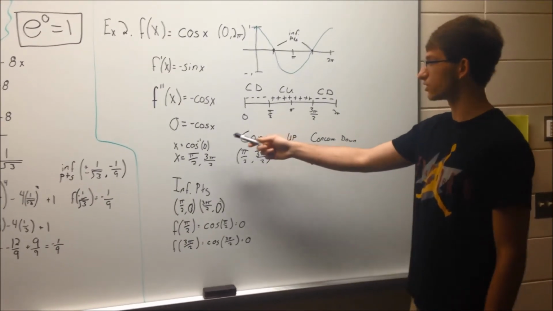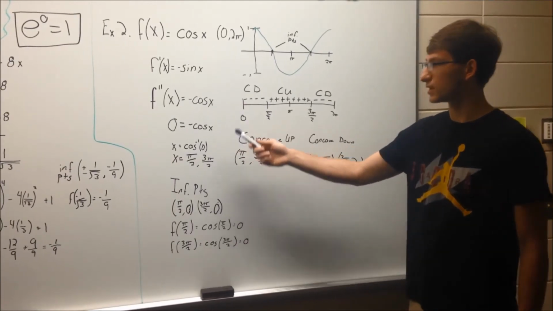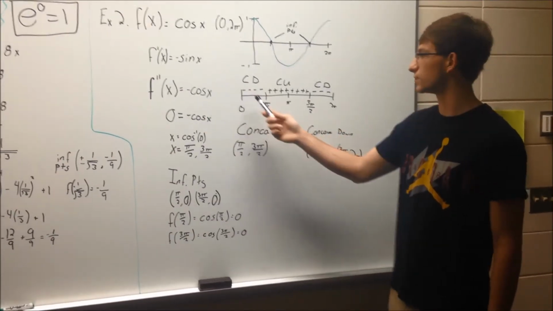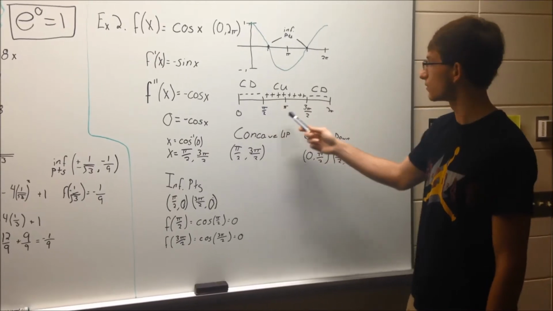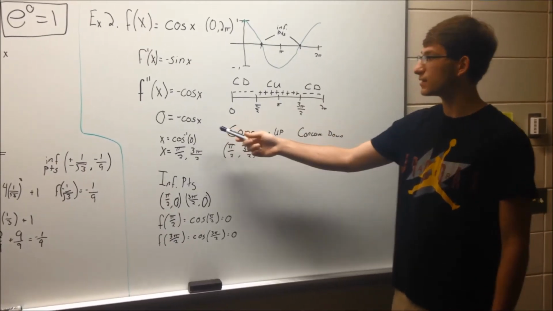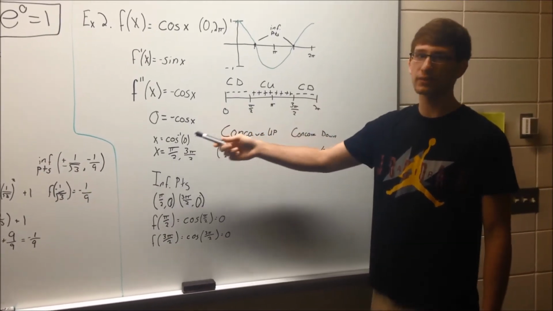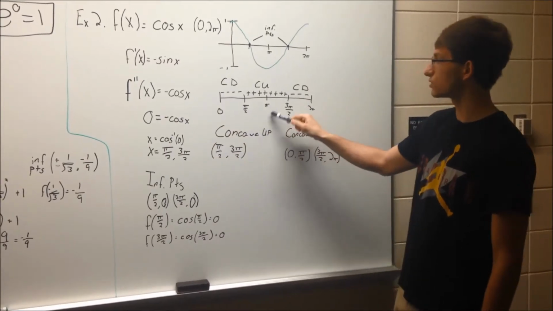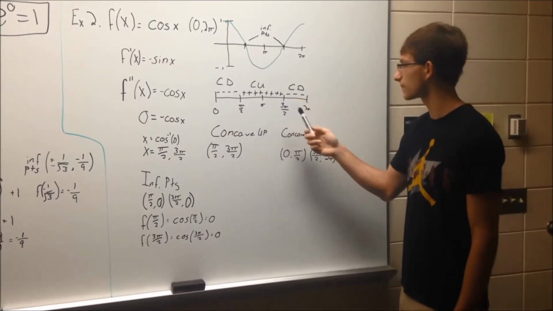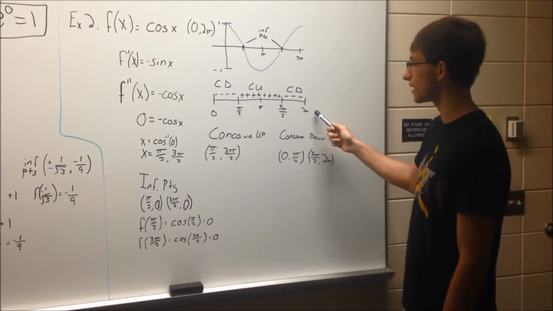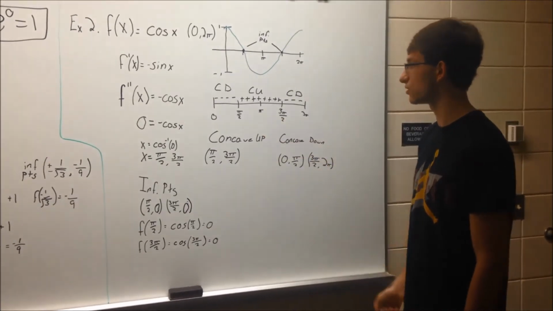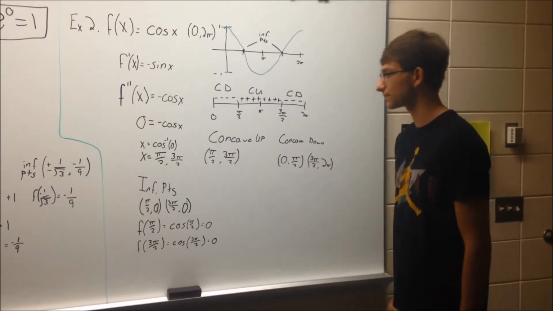And so when you plug 0 back in, cosine of 0 is 1, but since there's the negative, it'll be concave down. And when you plug pi in, cosine of pi is negative 1, but with the negative, it'll turn it positive. So that's 1, so it's concave up because it's greater than 0. And then when you plug 2 pi back in, you get the same thing as 0, so it'll be negative 1, so it's concave down.